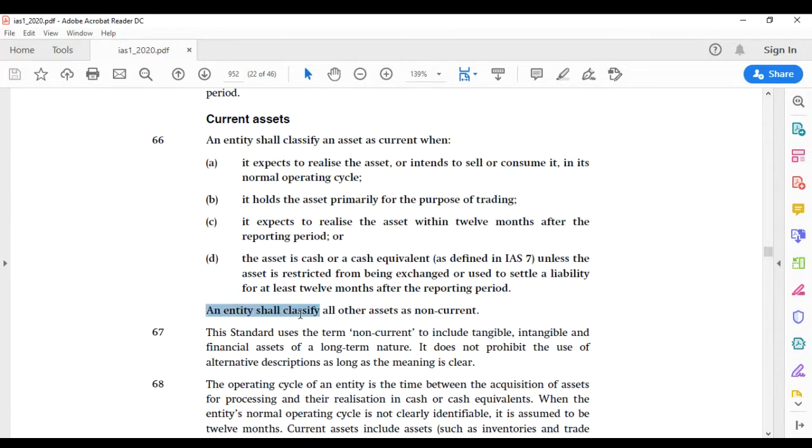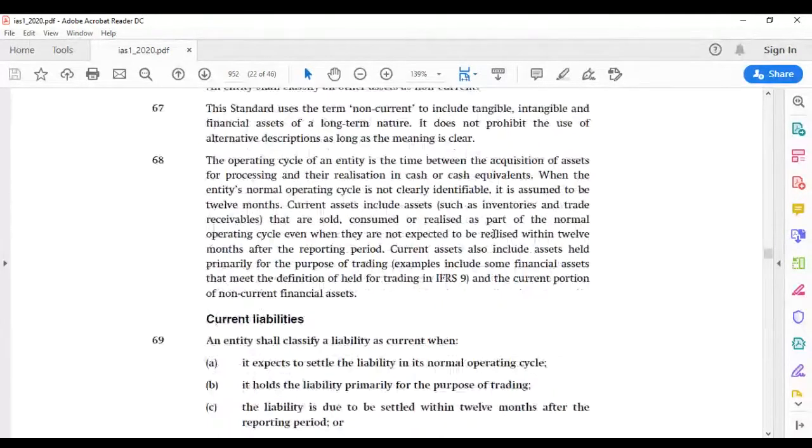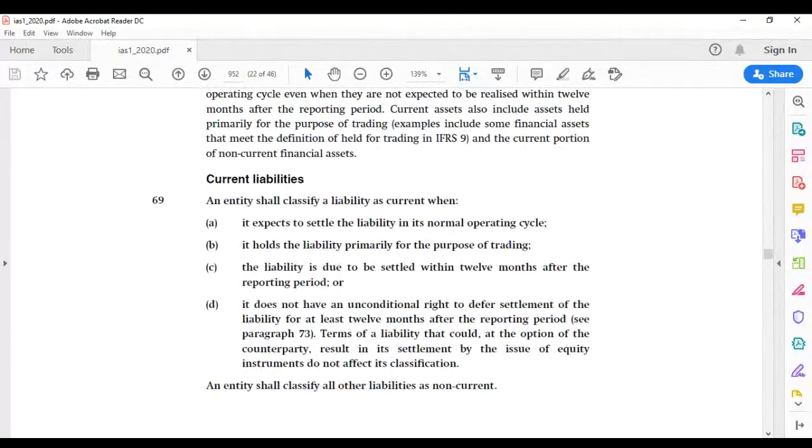They say an entity shall classify all other assets as non-current. So you can basically, in effect, say that the definition of a non-current asset is an asset that is not a current asset. So as soon as an asset doesn't qualify as current in terms of those four components of a current definition, then it means it is non-current, right? Let's maybe just pause there before we go to liabilities. Any questions from your side?